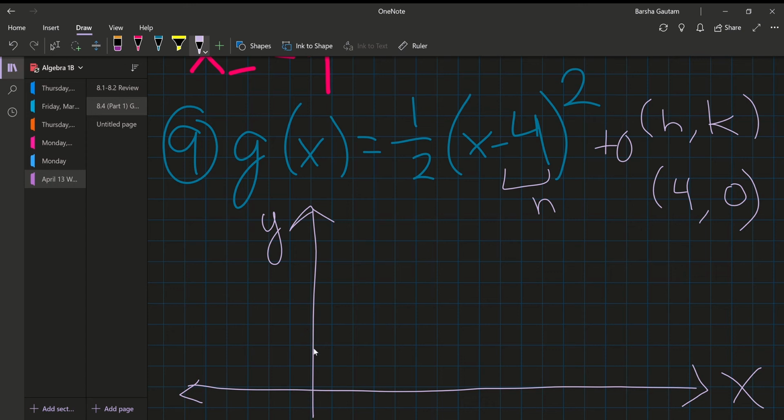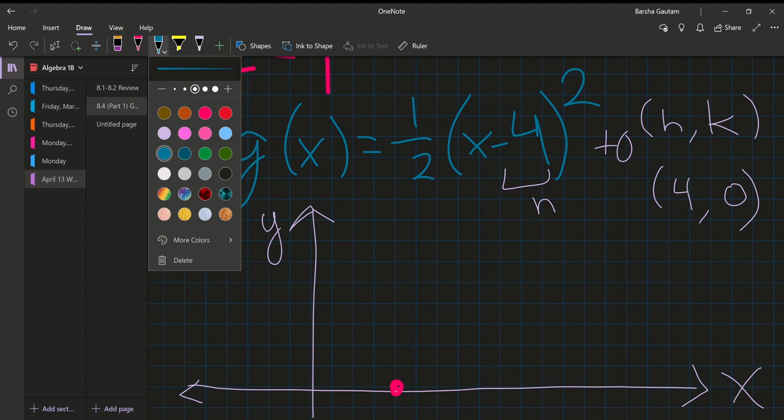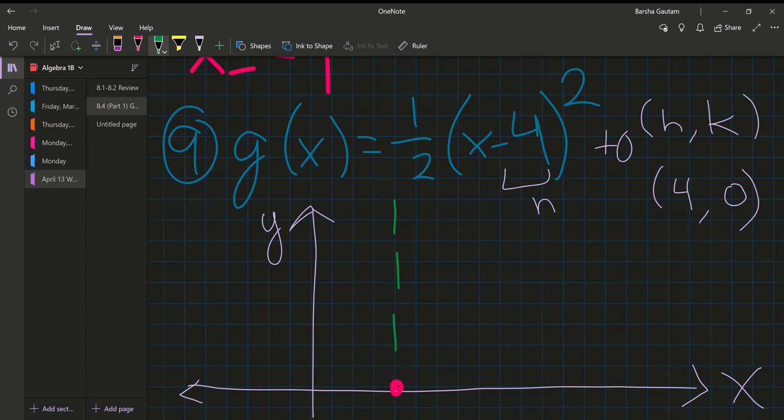Which way would we have to go? We'd have to go 1, 2, 3, 4 to the right, because the 4 here represents x. Let's use a different color for that. So that's going to be right here. That's going to be our vertex. So that means our line of symmetry, let's do that in a different color actually, is going to be right through here. So whatever points we find, we'll have to reflect across this line. And now go ahead and try to plug in your own points.